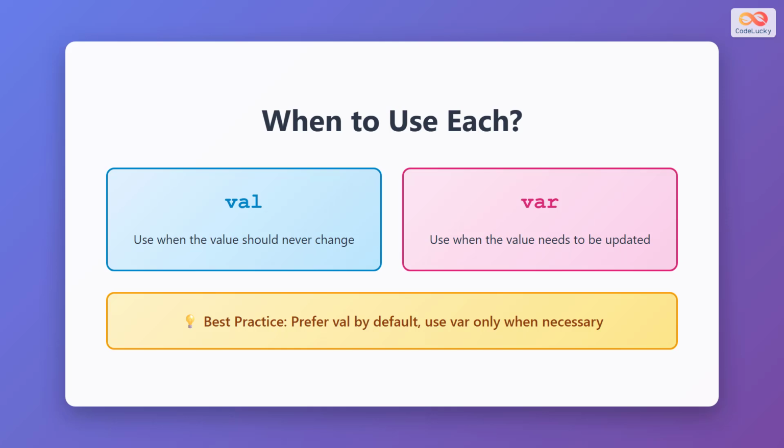Here's an important best practice. Always prefer val by default and only use var when you know the value must change. This makes your code safer, easier to understand, and less prone to bugs.